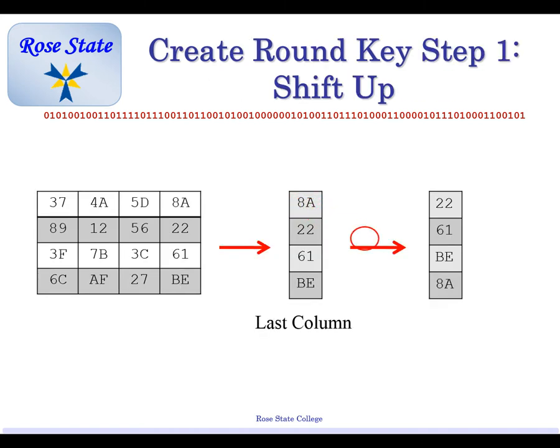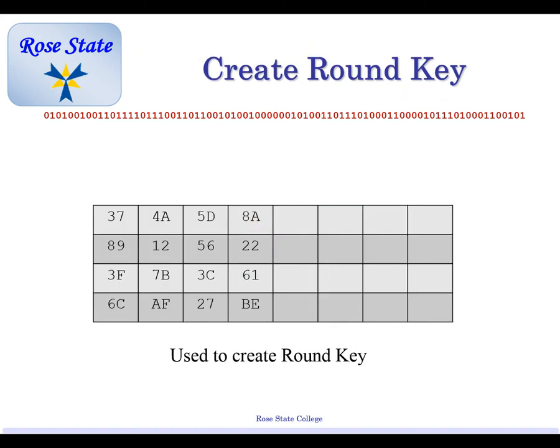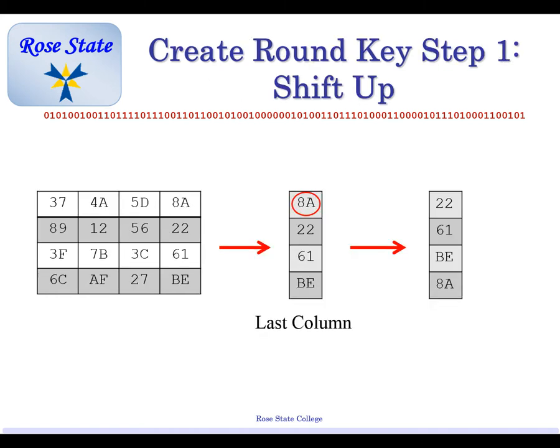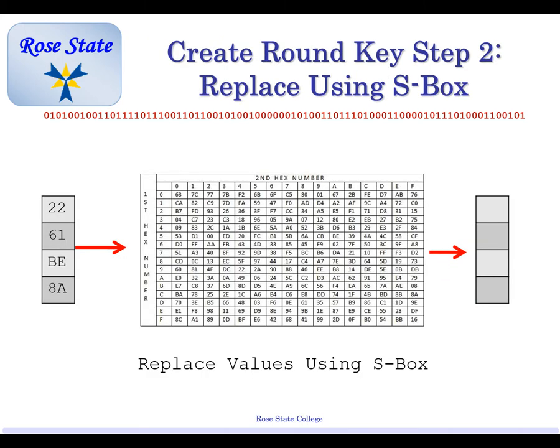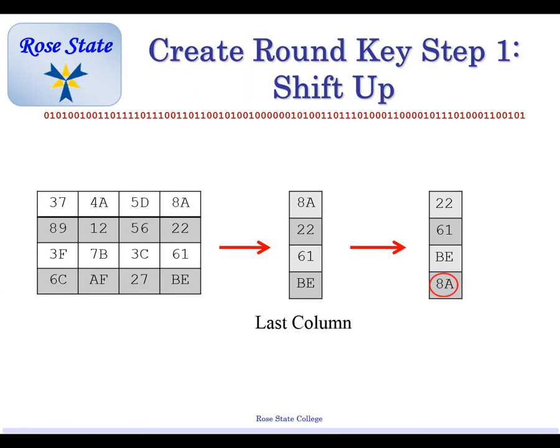Okay, let me go back. Hold on. So the cipher key is used to create a round key. Everybody okay so far? We know how to do the whole ASCII to hex. That's all we've done so far. Now we're going to create a round key. So what we do is we take the last column, that 8A, 22, 61, and so on, and shift it. See how the 8A goes down there, and the 22 comes down, the 61 goes down, and the BE goes down. Everybody see that? So it's rotated. That's the last column.